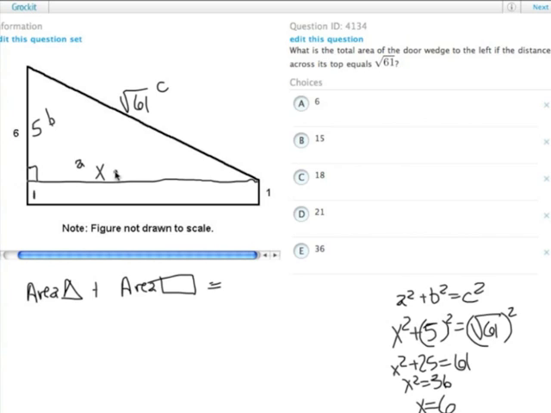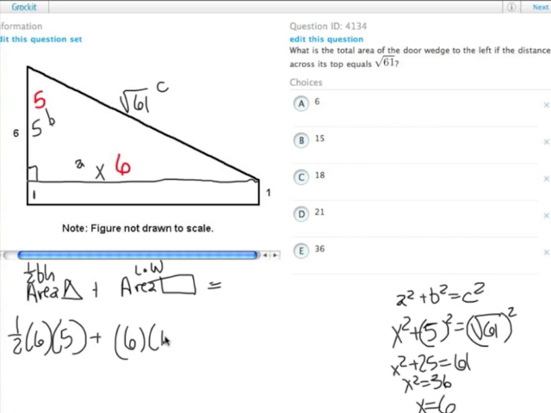So now we know we have a 6 here and a 5 here and still the square root of 61. But we don't need that anymore because now we're dealing in area. Remember that the area of a triangle is 1/2 the base times the height. So that's 1/2 the base, which is 6, times the height of the triangle, which is 5. And the area of a rectangle is length times width. The length is 6. The width is just 1.